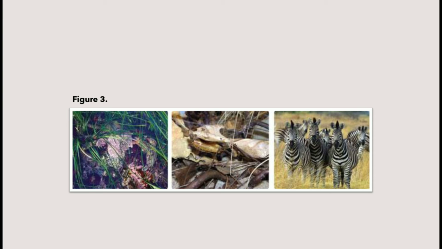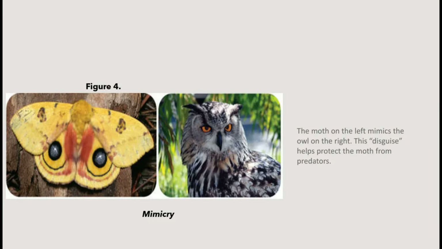Another way of using camouflage is to look like a different, more dangerous animal. Using appearance to mimic another animal is called mimicry. This is figure 4, and these pictures show an example of mimicry. The moth in the figure has markings on its wings that look like the eyes of an owl. When a predator comes near, the moth suddenly displays the markings. This startles the predator and gives the moth time to fly away. The moth on the left mimics the owl on the right. This disguise helps protect the moth from predators.